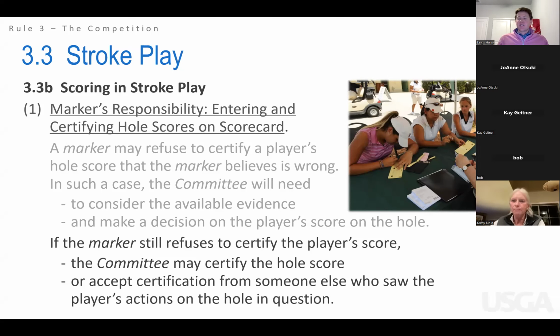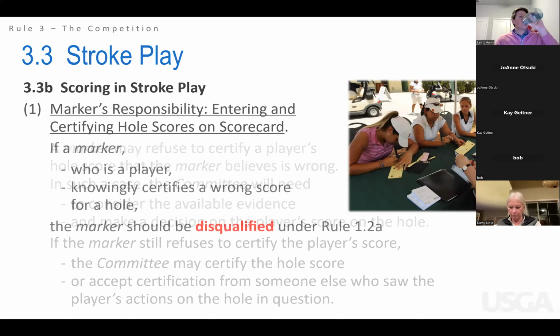If the marker then still refuses to certify that scorecard, maybe they're just standing firm. They just don't believe that that's the correct result, and that information is not leading them to that score. The committee is going to be the one that ultimately can certify the scorecard and make it valid, or they can accept certification from someone else who saw those actions. So ultimately, when we have this situation, it's going to boil down to the committee making the ultimate call.